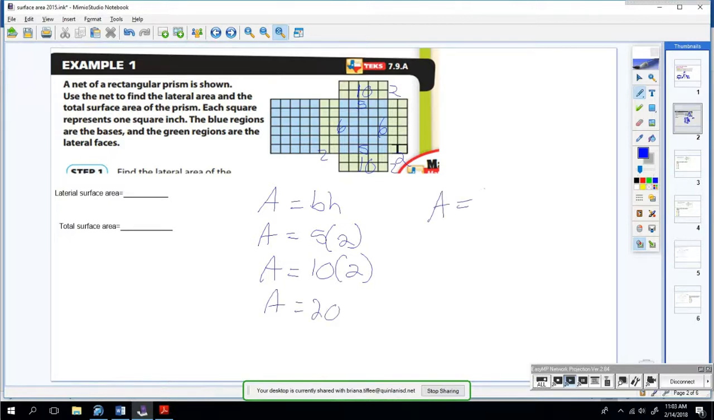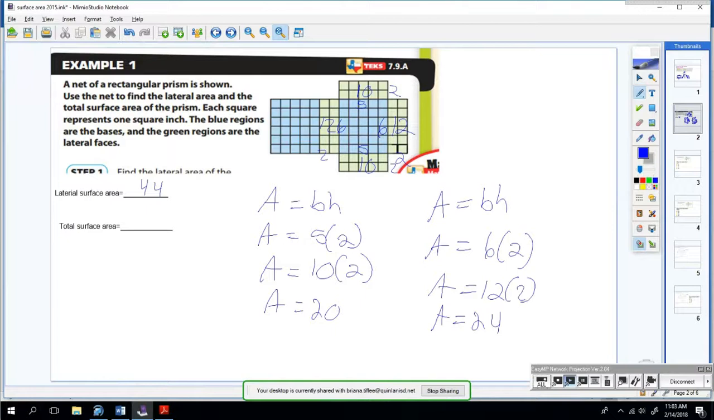So then my other area will be base times height. And the base of that would be 6 and the height would be 2. 6 times 2 is 12. So the one on the furthest to the right is 12. And the other one is also 12. So you're going to do 12 times 2 because there's 2 of them, which is 24. So to find the area of my lateral together, you're going to do 20 plus 24, which is 44. So that's my area of my lateral.